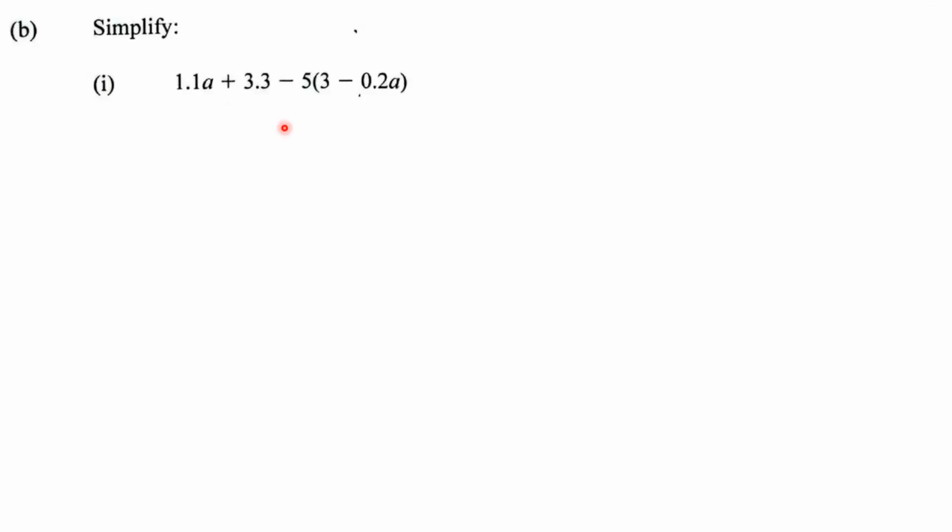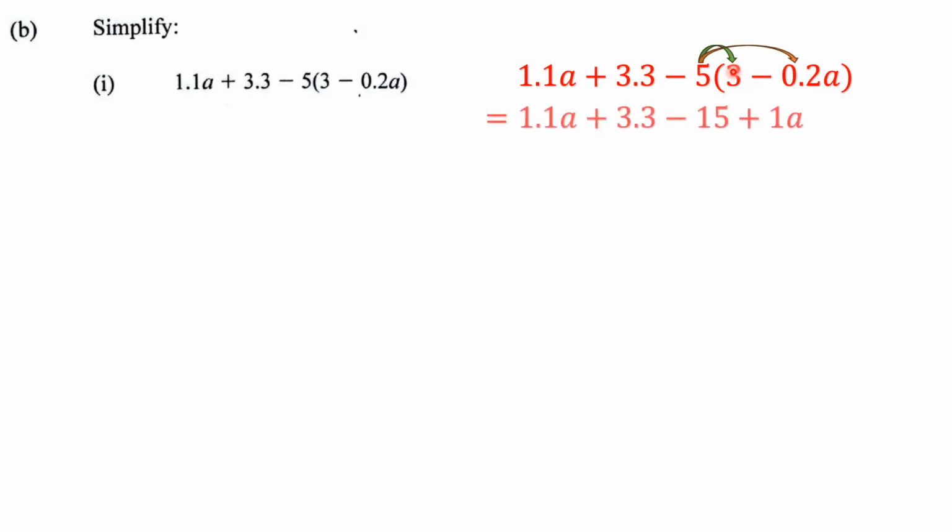Here we have 1.1a plus 3.3 minus 5 open bracket 3 minus 0.2a. So here, the first thing we're going to do is distribute. We're going to take 5 and multiply it by the 3, which is 15, and we're going to take 5 and multiply it by 0.2a. It's important to note that we are considering the negative. So it's going to be negative 5 multiplied by 3, so it's negative 15.